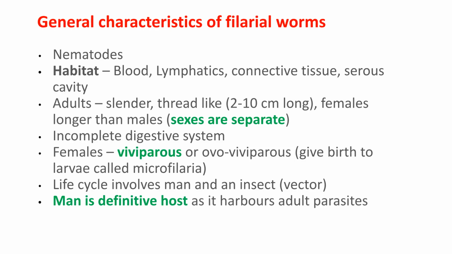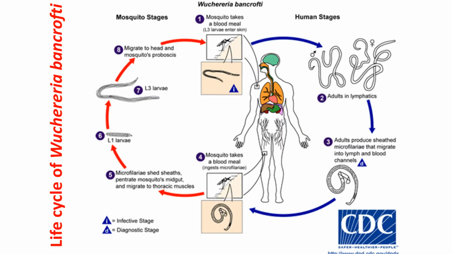The life cycle of filarial worms is complex and involves two hosts, humans and an insect vector, typically mosquitoes. In this cycle, humans serve as the definitive host because we harbor the adult parasites. The adult worms mate and produce microfilariae in our bodies, which are then picked up by mosquitoes during blood meals, completing the transmission cycle. The cycle begins when a mosquito bites an infected person and ingests microfilariae circulating in their blood. Inside the mosquito, these microfilariae develop through larval stages to become infective L3 larvae.